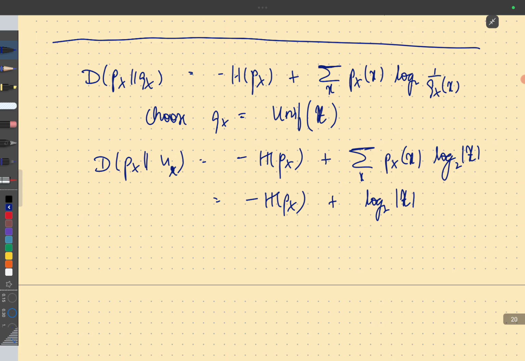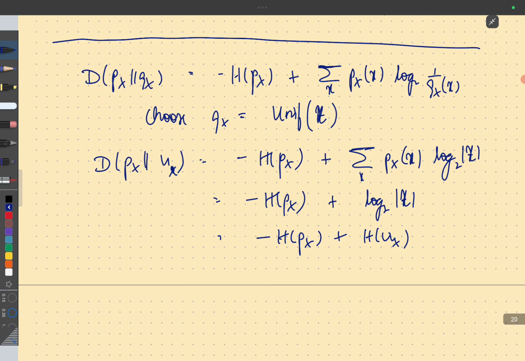It's also log cardinality of x, right? So this is nothing but minus entropy of p(x) plus entropy of u(x), the entropy of the uniform distribution. So the KL divergence between p(x) and the uniform distribution is equal to the entropy of the uniform distribution minus the entropy of p(x). Again, this happens only when the second distribution is uniform. It does not hold true in general.